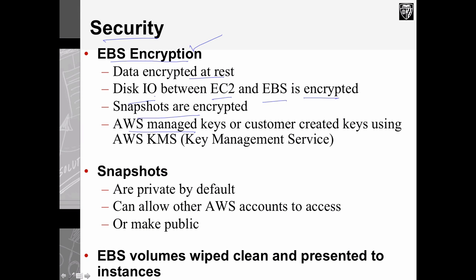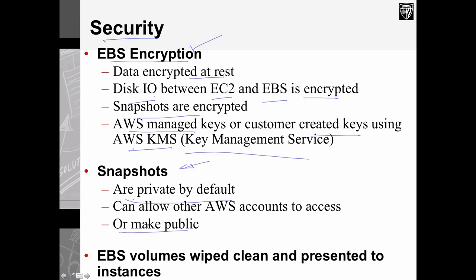Or if you want to choose your own keys, you can use a service by Amazon called KMS, or Key Management Service, to specify your own keys. The next option related to security is the snapshots. If you do enable EBS encryption, any snapshots that you take are also encrypted, like we talked about. And in addition, the snapshots are private by default. If you want other accounts to access it, you have to give them explicit permission before they can access.